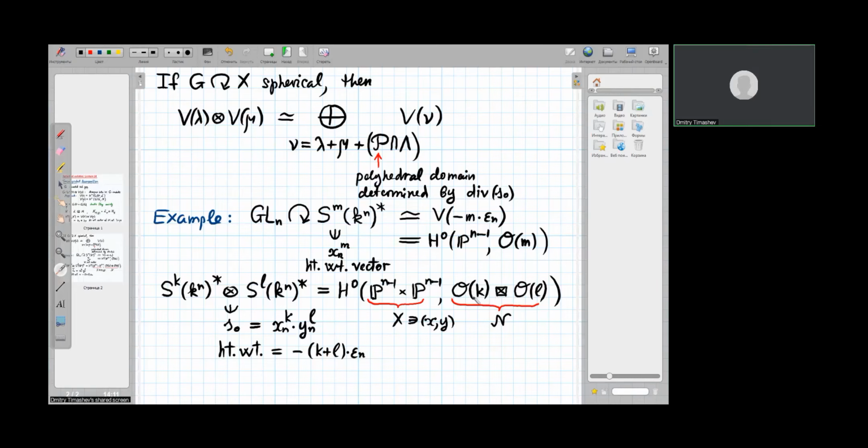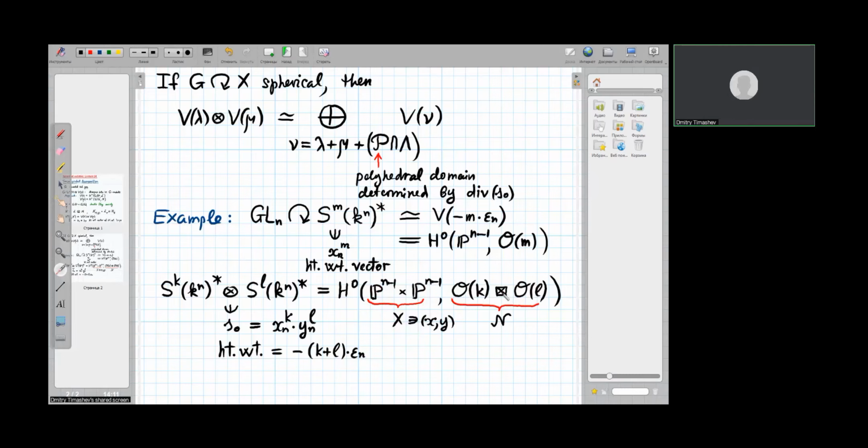You may consider this as a usual tensor product, but you have to take this line bundle and take a pullback on X along the projection to the first factor. And also this line bundle can be pulled back on X along the projection to the second factor. And then after you have taken these pullbacks, you may take the usual tensor product of these line bundles over X. This is the same. This is clear. Okay, very good. Thanks. You're welcome.